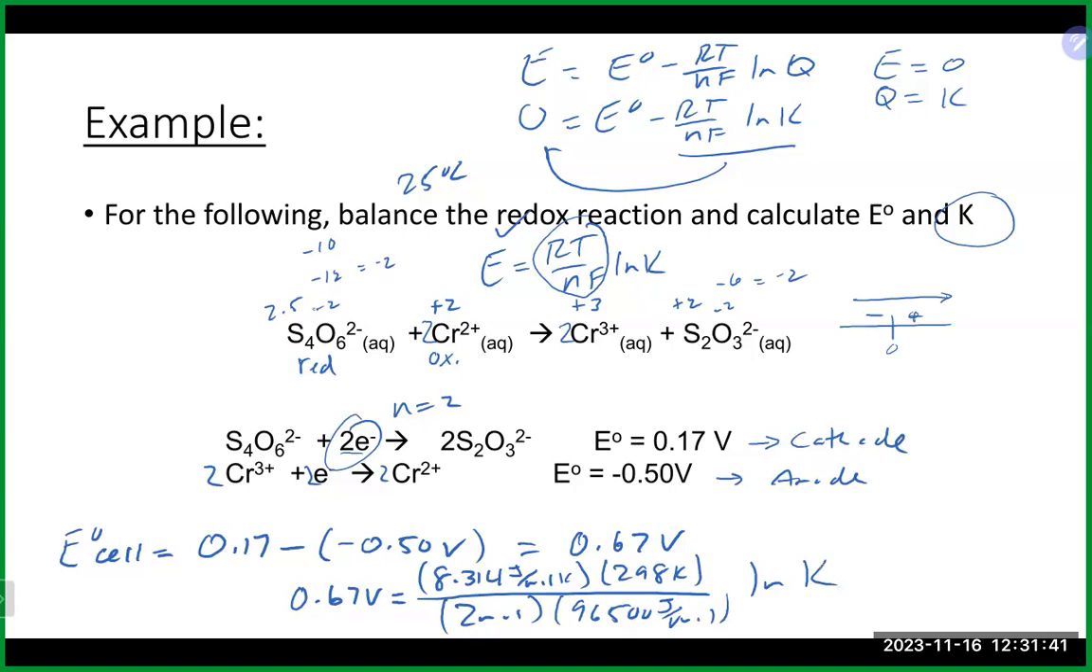Going to clean up there to the left. 8.314 times 298 divided by 2 and divided by 96,500. And go up high, I think here. 0.67 volts is equal to 0.012837 natural log of K. We're going to divide this to the other side, right?